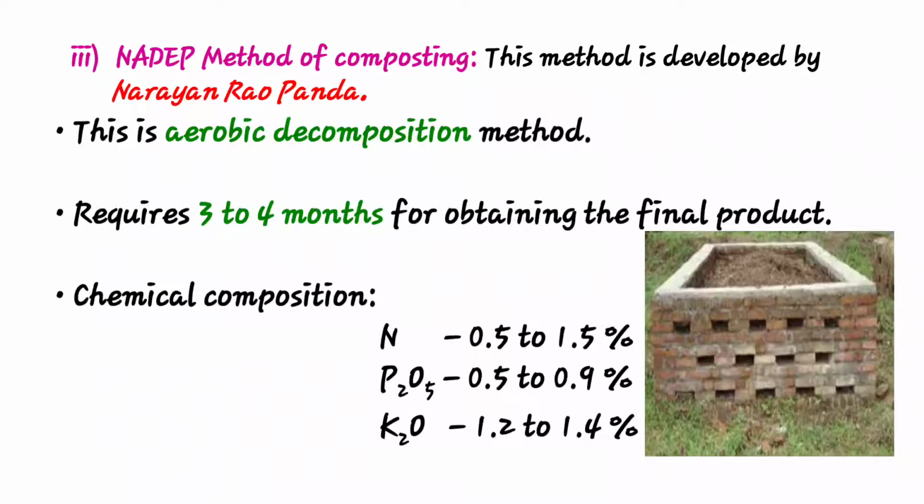This procedure requires 3 to 4 months for obtaining the final product, meaning it requires 3 to 4 months for full decomposition of the material. Also, this method is situated above ground level, not in trenches or any pit. Now see the chemical composition of NPK in the NADEP method. Nitrogen is 0.5 to 1.5%, phosphorus, meaning phosphorus pentoxide, is 0.5 to 0.9%, and potassium oxide is 1.2 to 1.4%. So these are the available forms of NPK.